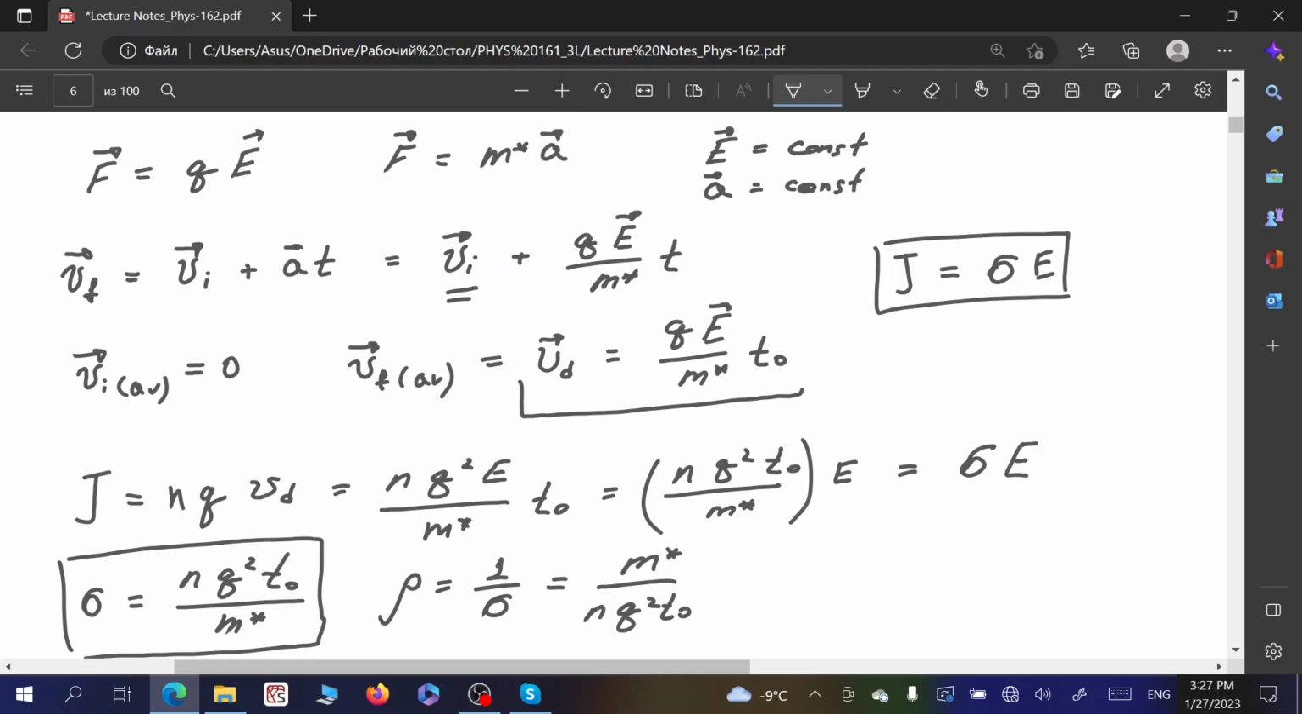Depends what the question is, but if you need to find one unknown, the others should be given, sure. But probably there will be a question to find time of free flight when other parameters are given. If you have in the problem sigma, concentration of charge carriers and effective mass, then you use this formula to determine the unknown.